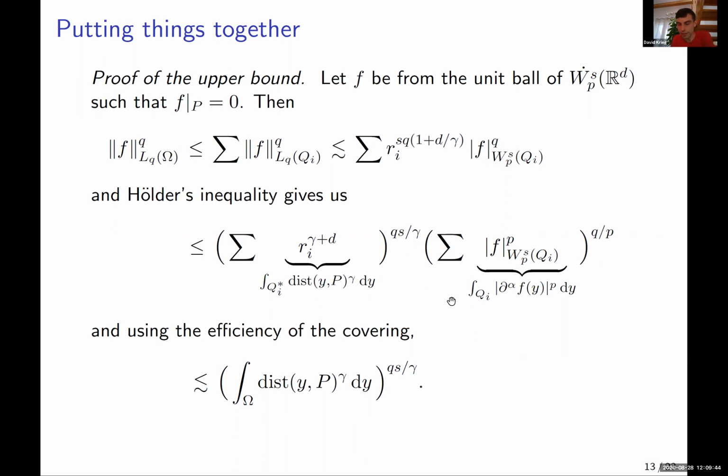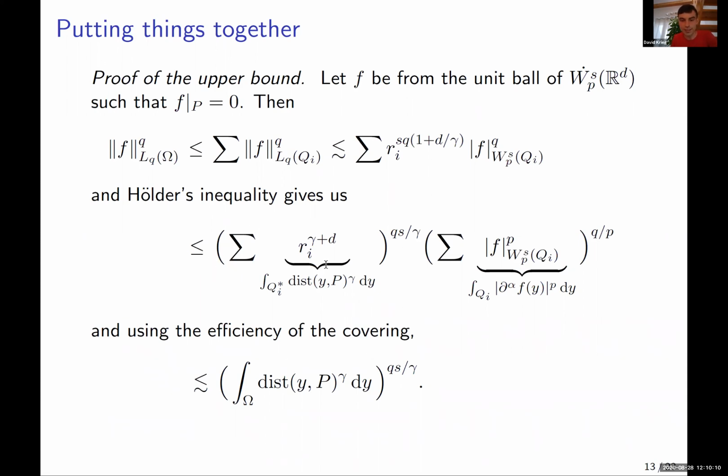And the second part of the Hölder inequality now gives you a sum of the radii to the power gamma plus d. Gamma, by the way, is the gamma from the theorem. So it's s times the inverse of 1 over q minus 1 over p. And well, that's then actually the upper bound.